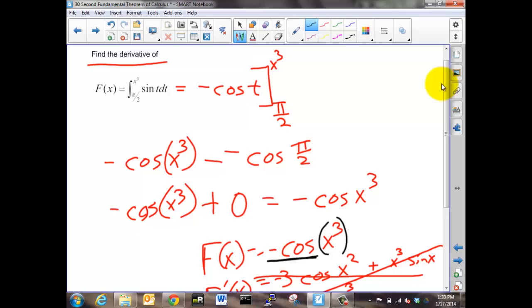So this part's going to disappear. As long as this is a number down here, that part's going to disappear anyway. So the fact that this is pi over 2 and the other one's a 0 doesn't make a difference there. Okay? Is it because it's a negative trig function?